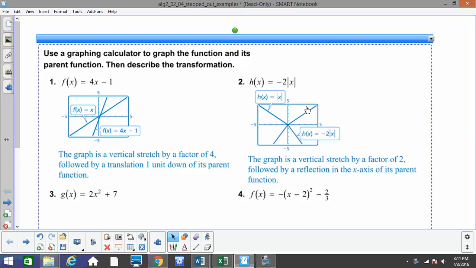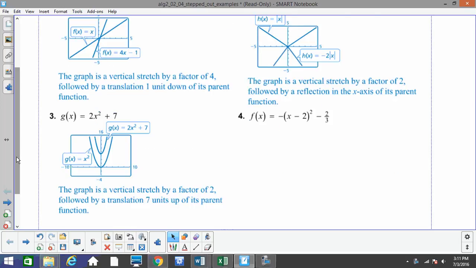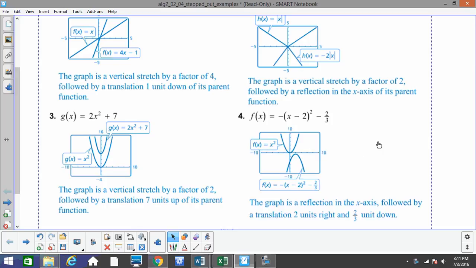Hopefully you recognize that's a line. Next one is an absolute value. Stretch factor by 2, followed by a reflection. Next one is a quadratic, so that's a parabola. It's a vertical stretch by a factor of 2, and then translated 7 up. This one is a reflection, 2 units to the right, 2/3 units down.